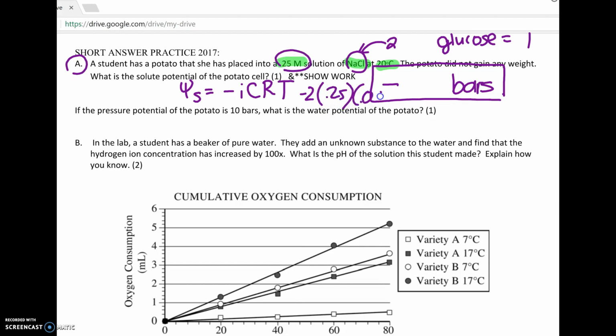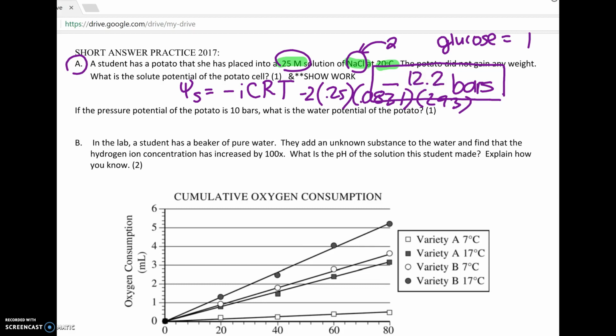R is the gas constant, 0.0831. And then T, don't forget to change your temperature to Kelvin, so that's going to end up being, sorry that's messy, 293. It reminds you on the formula sheet to change it to Kelvin, so that shouldn't be a problem either. You literally just plug in those numbers, and on this one you get negative 12.2.